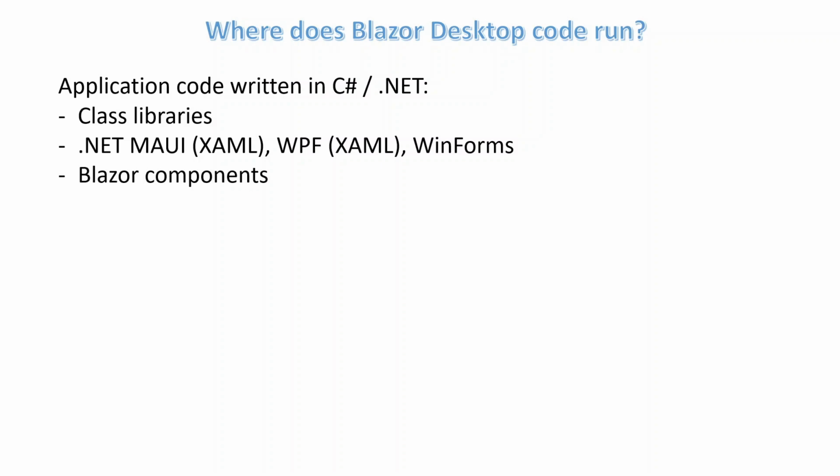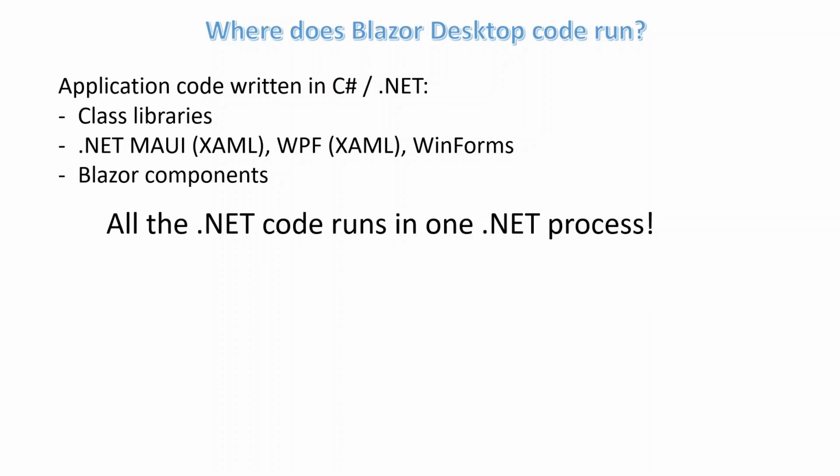And you have Blazor components, which even though they contain HTML, it's actually all C# code that gets generated from Blazor components. So no matter how much HTML you have in a Blazor component, it's translated into C# statements that write out that HTML, and then later they get rendered somewhere. But that code still is C# and .NET code. All of that .NET code, all of those elements above, all run in one .NET process. All of it.